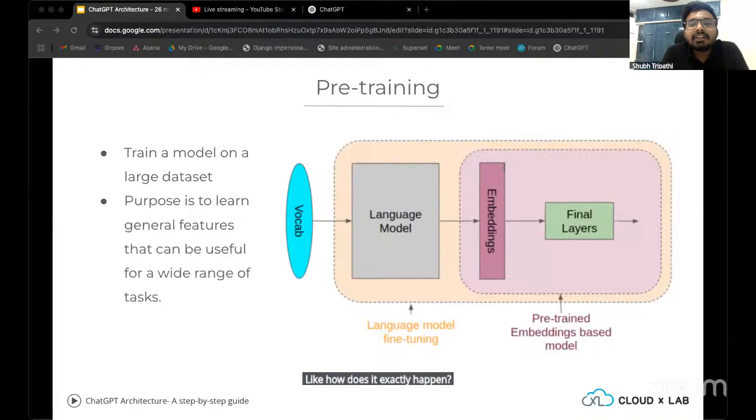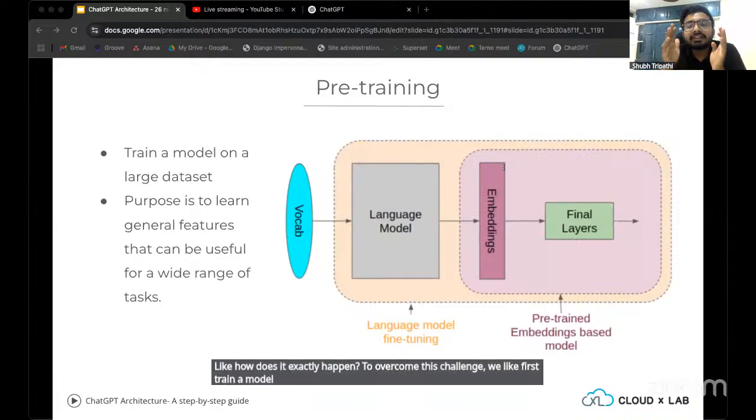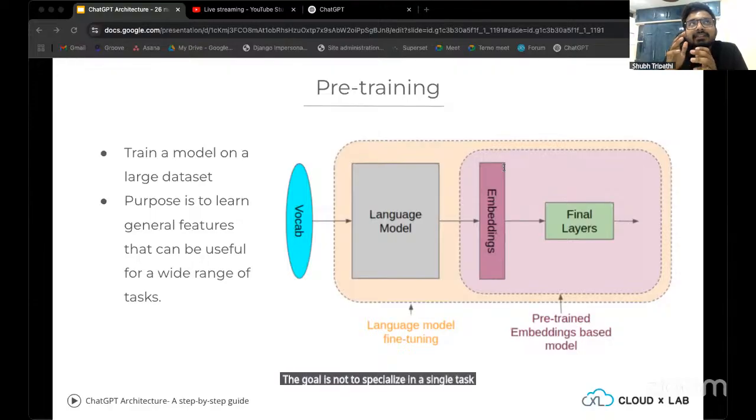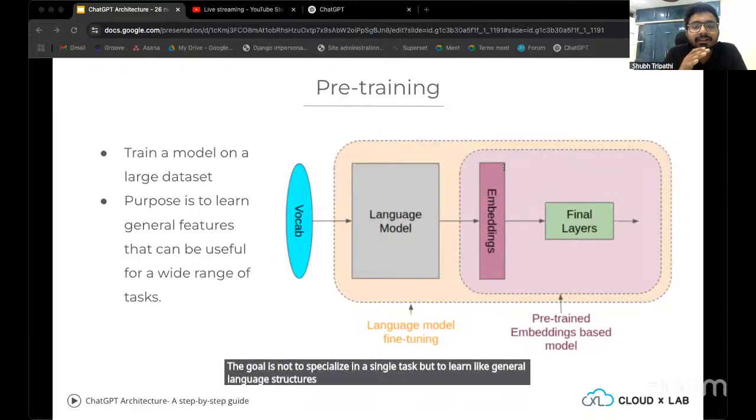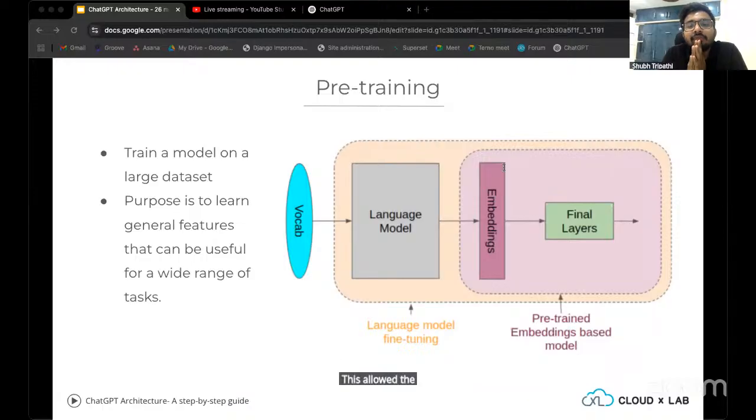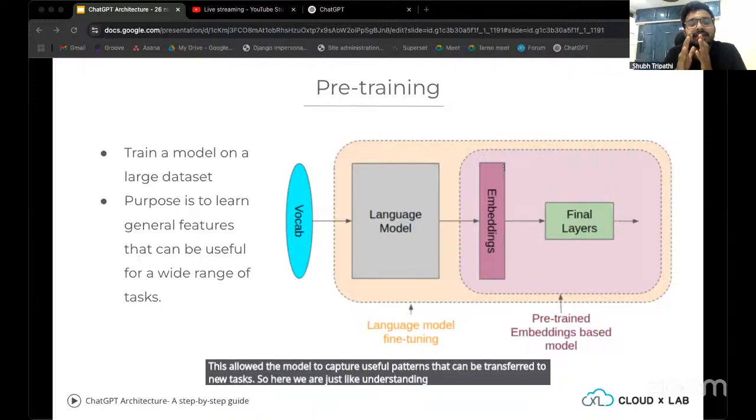To overcome this challenge, we first train a model on a massive, diverse dataset containing text from books, articles, and conversations. The goal is not to specialize in a single task, but to learn general language structures, relationships, and context. This allows the model to capture useful patterns that can be transferred to new tasks. Here we are just understanding what language generally means. We are not training it for a chatbot, for question answering, or for summarization. We are just teaching it the nuances and the structure of the language.